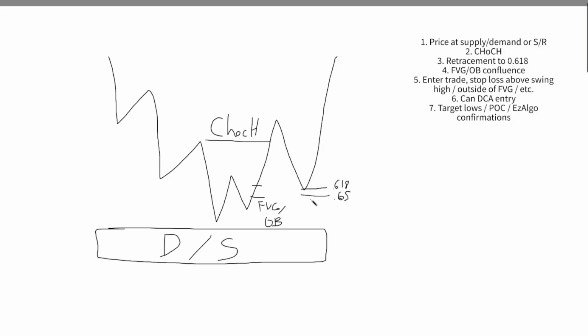If you're entering at the 0.618 and you see that there's a strong demand zone, then you might want to dollar cost average 2 to 3 times into that demand zone. Right. So like I said, every trade has different context. That's up to you to kind of figure out as you're going along.